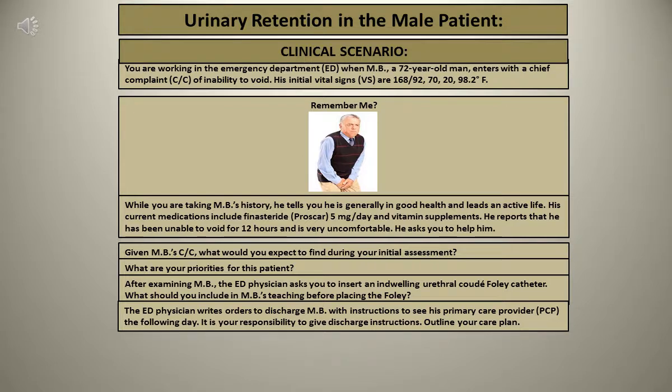Given MB's chief complaint, what would you expect to find during your initial assessment? What are your priorities for this patient? After examining MB, the emergency physician asks you to insert an indwelling urethral Foley catheter. What should you include in MB's teaching before placing the Foley? The ED physician writes orders to discharge MB with instructions to see his primary care provider the following day. It is your responsibility to give discharge instructions. Now outline your care plan.